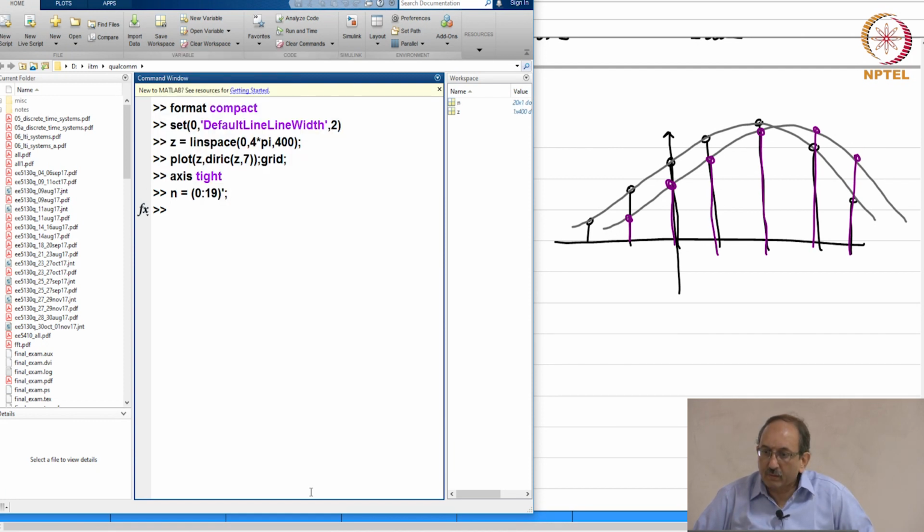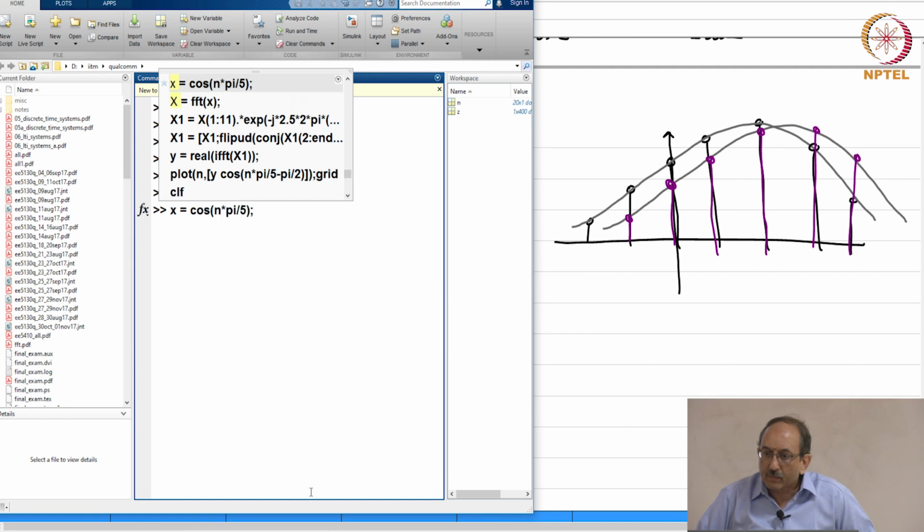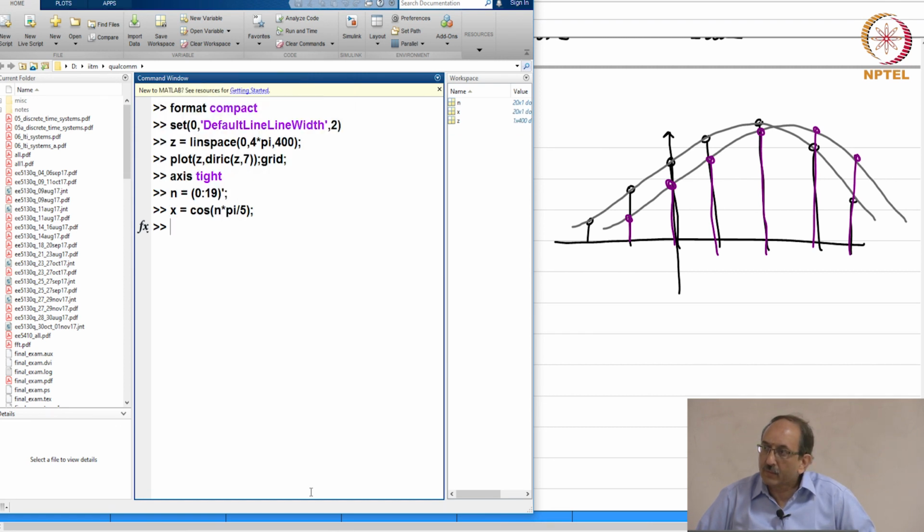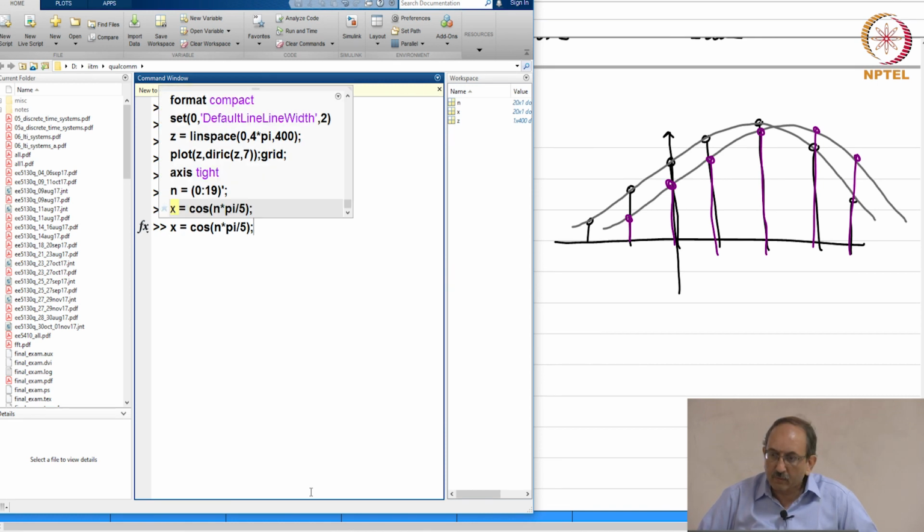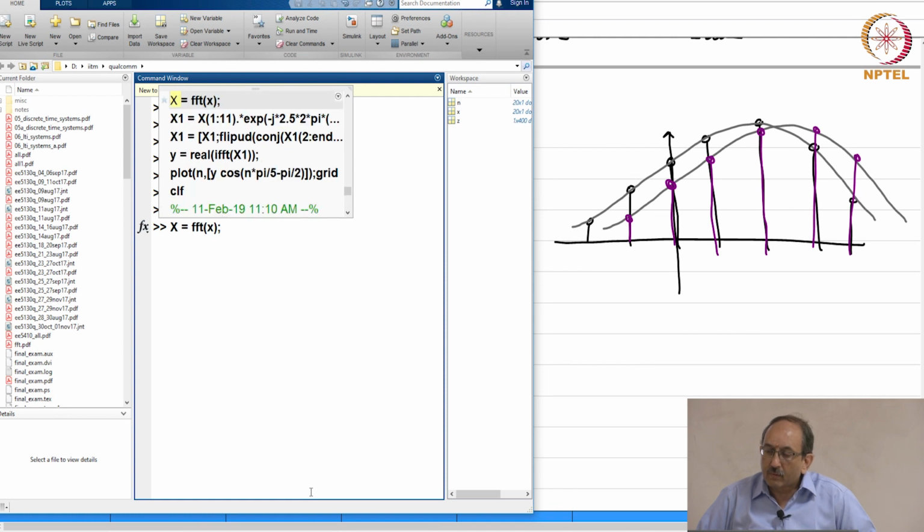So, I have n points from 0 to 19. I have taken 20 samples, and this is my signal, cos n pi by 5, and I am going to compute the transform. I need X of e to the j omega, which is obtained by this operation, FFT of x.